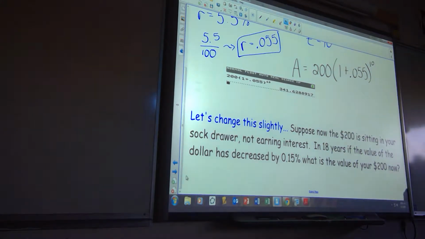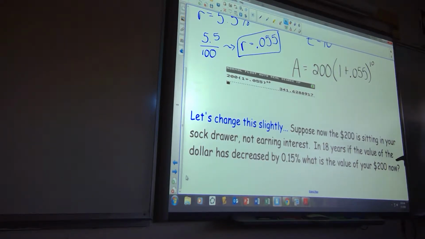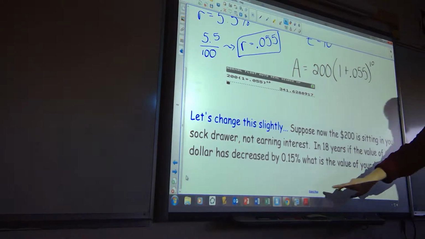Now, suppose that the $200 is sitting in your sock drawer, not earning interest. So let's say you didn't put it in the bank. In 18 years, if the value of the dollar has decreased by 0.15%, what is the value of your $200 now? This would be the argument that the bank would make for you giving them your money. They'd say, sure, you can put it in your sock drawer, but your $200 isn't going to be worth the same amount. So let's try this one out.